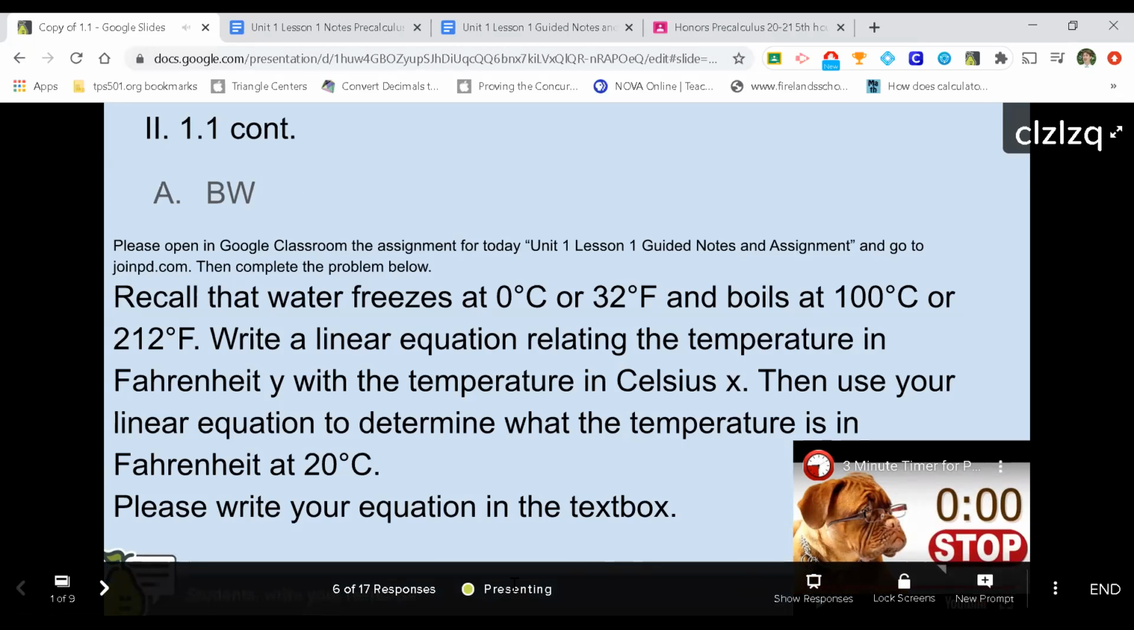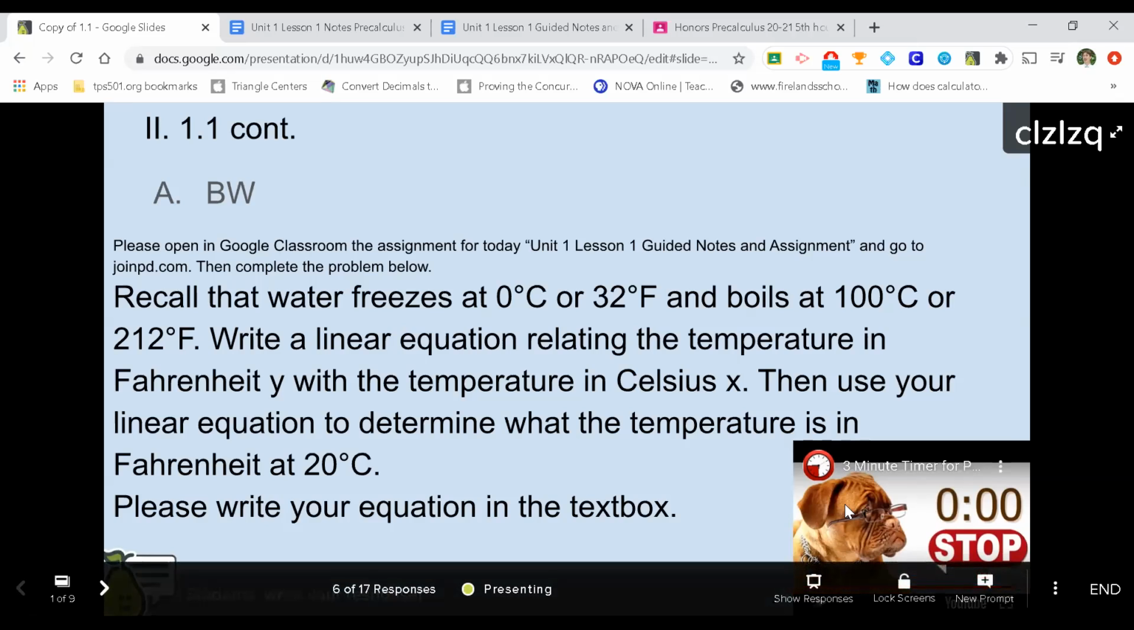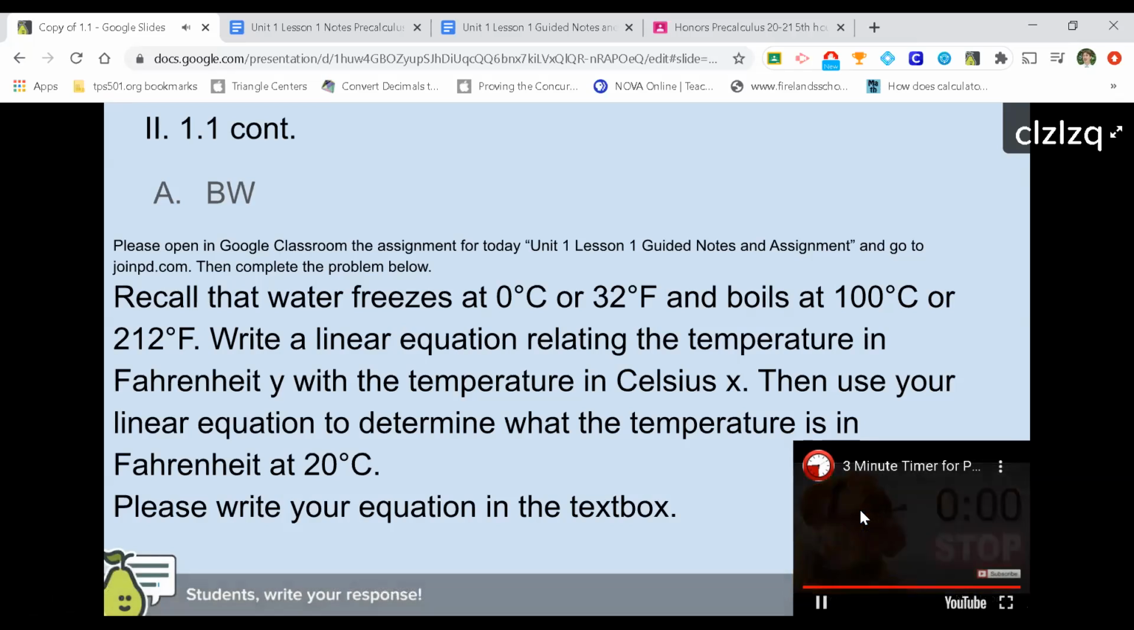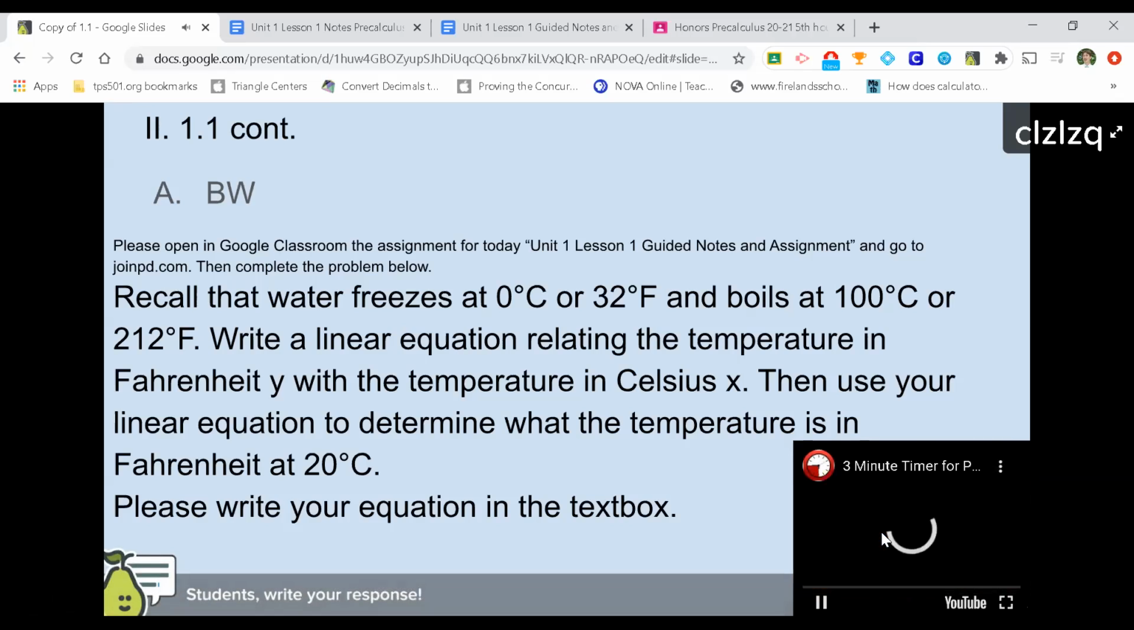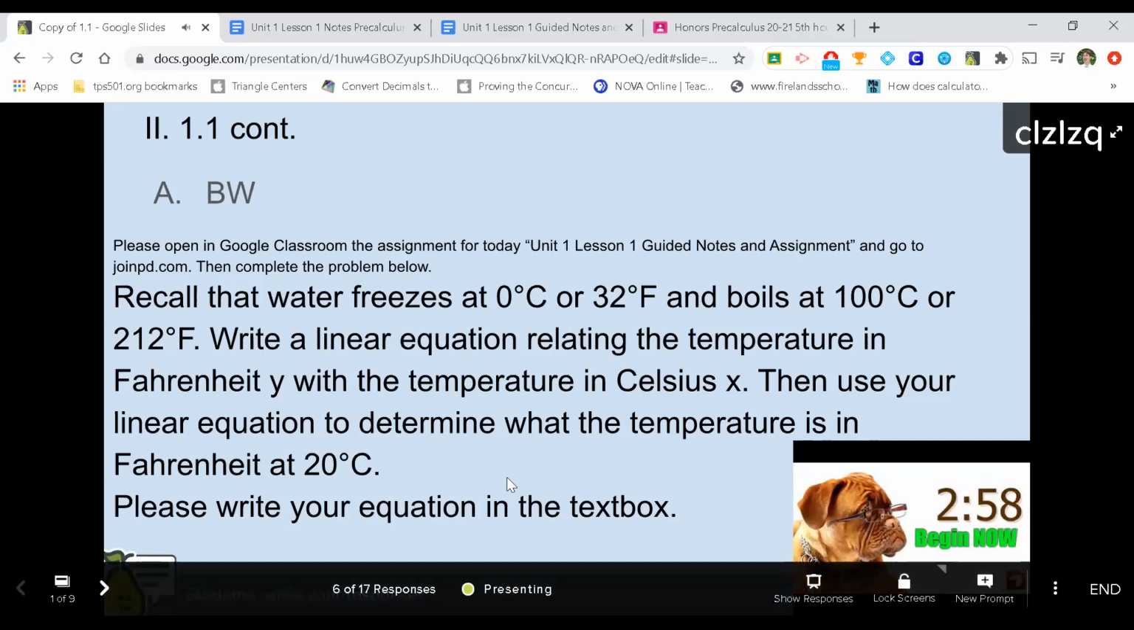Well, okay, it looks like we have 6 out of 17 responses, so I'm going to guess we need more time. So I'm going to just start that 3-minute timer over. There we go. All right, and then when you get done, you should be able to type your answer in the text box.